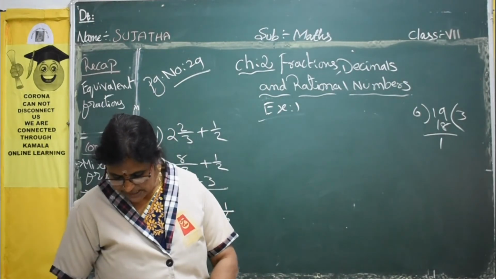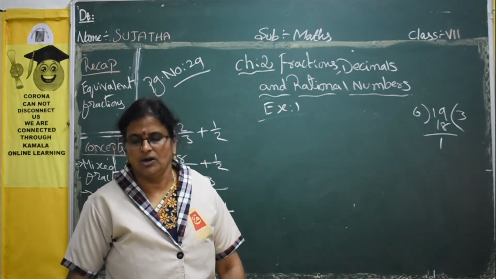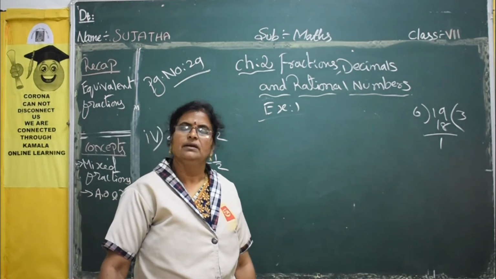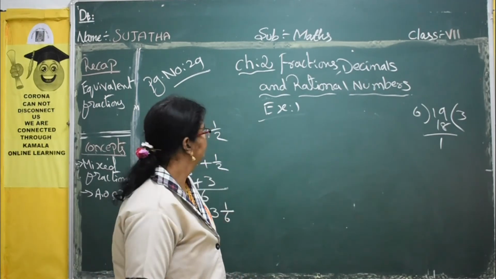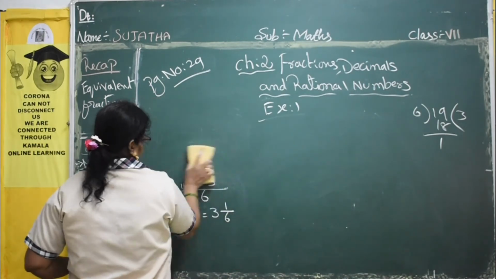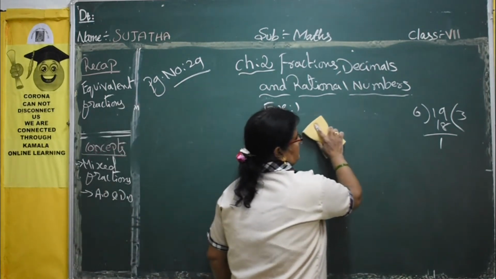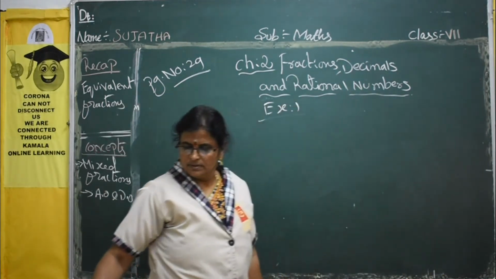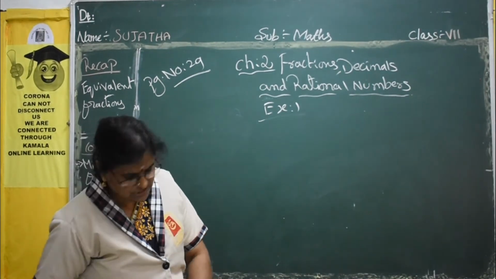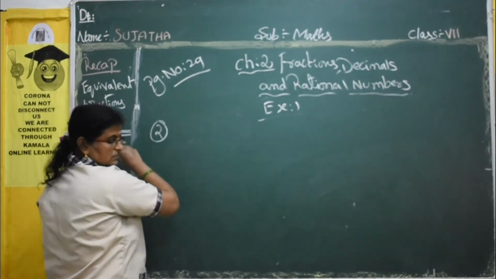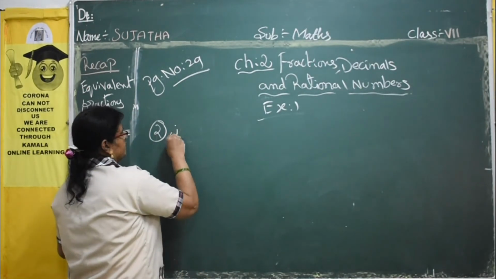Okay. Now second sum. Arrange the following in ascending order. In this, 2 bits are there. First one I will explain, second bit you have to do. Second sum, first bit. So what is the first bit?